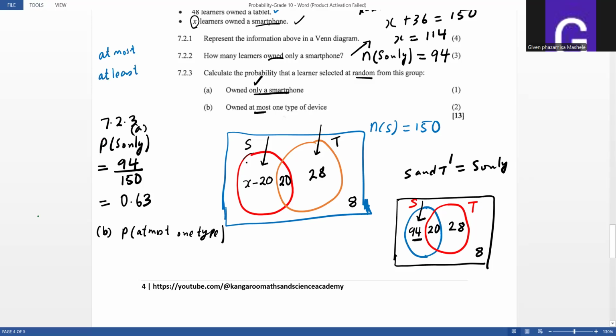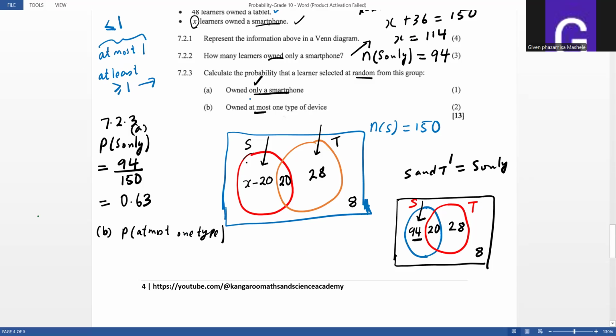If I say at most one, it means less than or equal to one. At most one means it's one and below. But if I say at least, it means greater than or equal to one. So if I say, give me at least 1 rand, it means you either give me 1 rand or above: 1 rand, 2 rand or above. So here we say at most one, which means one and below.